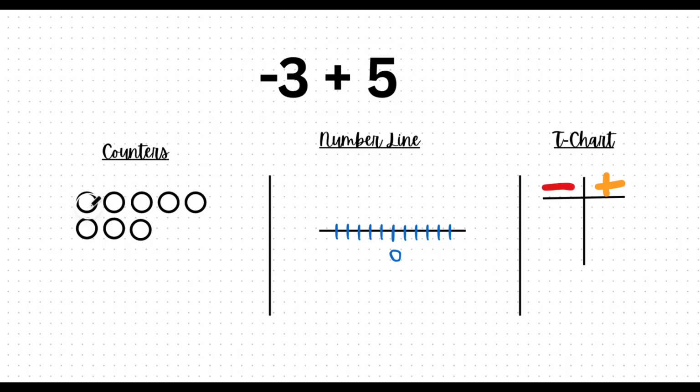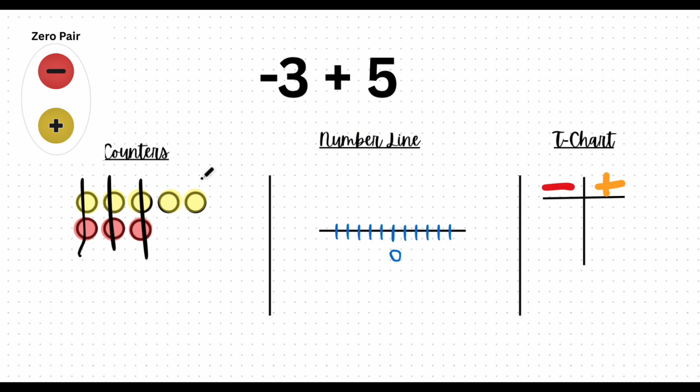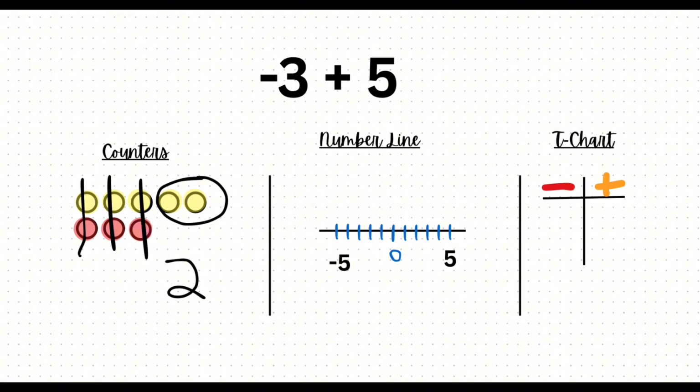Next, we have -3 plus a +5. We have 5 positives at the top, 3 negatives at the bottom, and we're going to cross out our zero pairs. A positive and a negative makes a zero pair. And this time we're going to have 3 zero pairs and circle our answer, which is +2. Now we're going to go to our number line. We have +5 and -5. And we're going to start at -3 since our problem starts at -3 and count 5 times to the right. Once we stop at 5 times to the right, we land at +2.